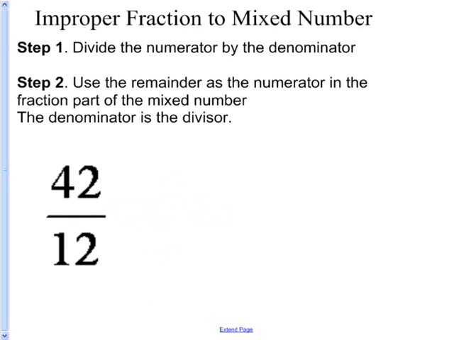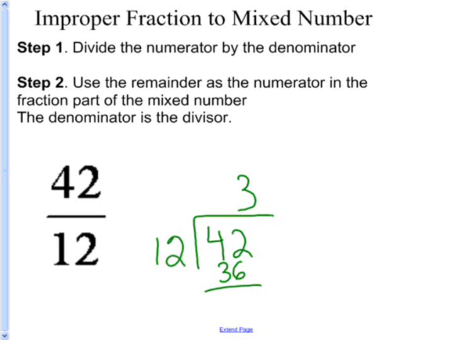Okay, and last example of how to change an improper fraction to a mixed number. Again, I'm going to divide my numerator, 42, by 12. 12 goes into 42 3 times. 3 times 12 is 36. 42 minus 36 is 6, so my remainder 6 is my numerator, and I keep 12 the same denominator.